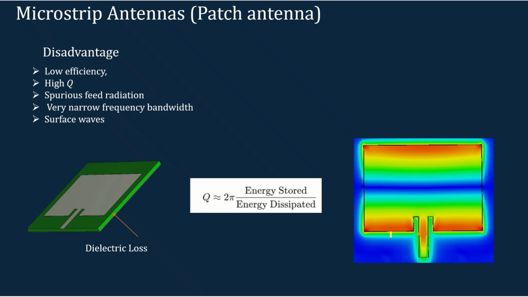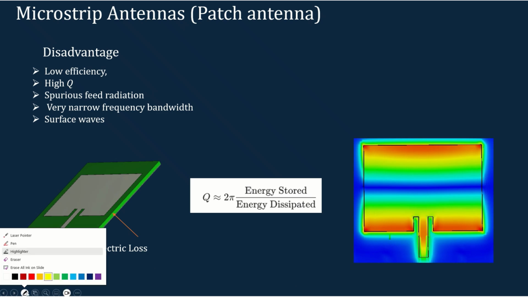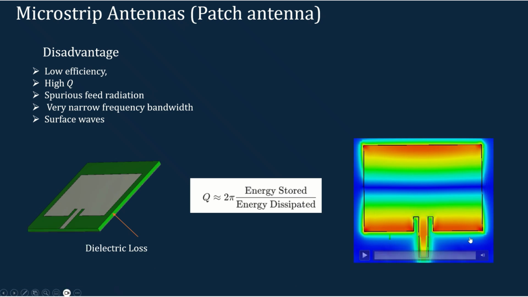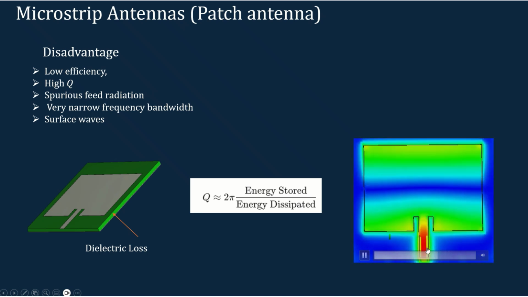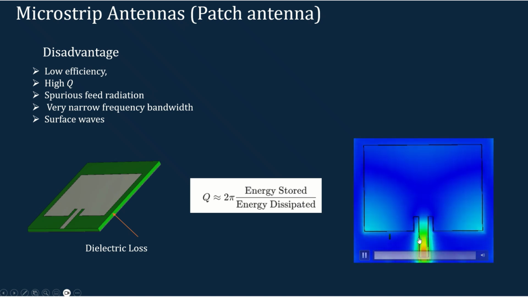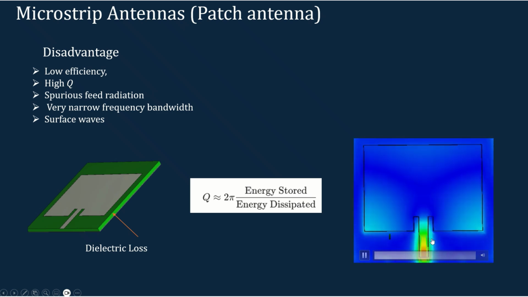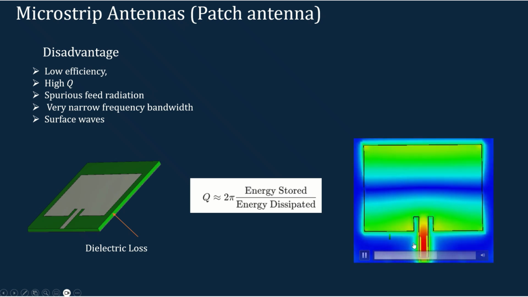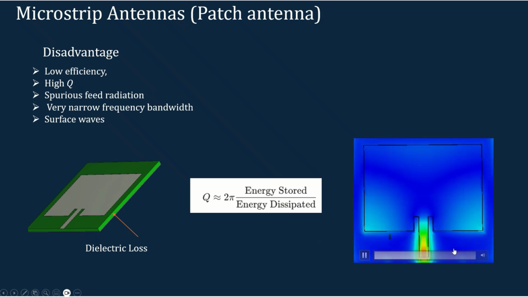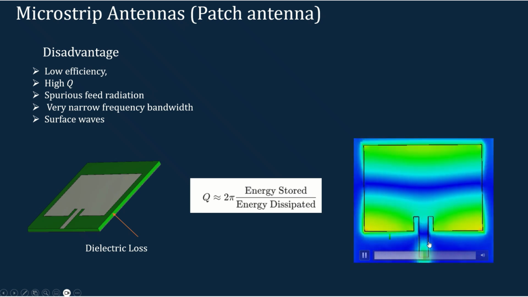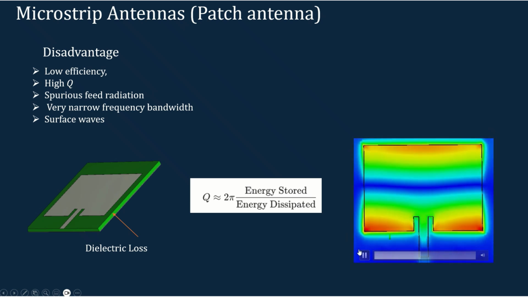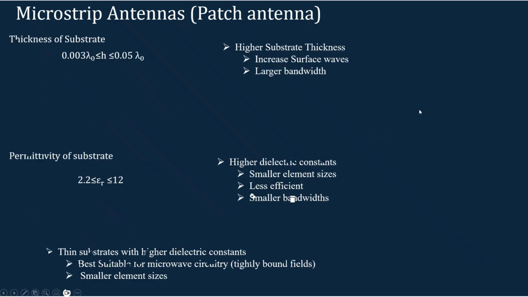Another disadvantage is this. When you consider the antenna feed, you can see that some of the radiation goes out of the feed line. This will cause disturbance in the network if there are any other antennas or other things connected to it. Because of this spurious radiation, it can cause interference. And because of this fringing effect, it can also cause surface waves. So these are some of the disadvantages of the antenna.